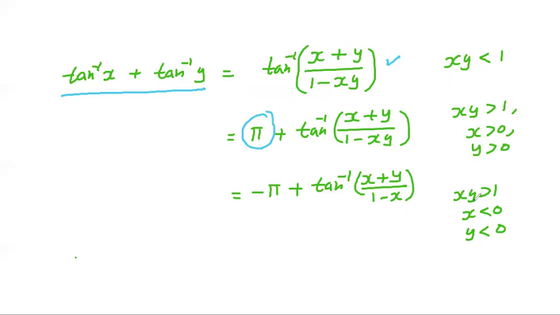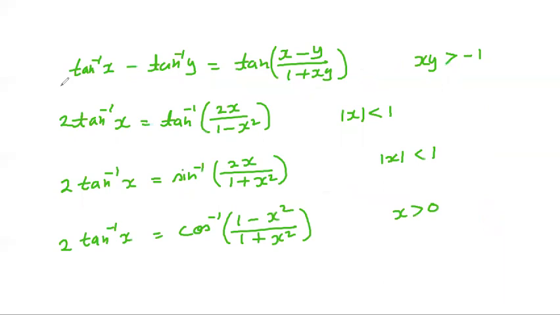Now if xy is again greater than 1, but x and y both are negative, then we add minus pi in the function. You see the same function is there, with 1 minus xy. The formula is minus pi plus tan inverse of x plus y upon 1 minus xy. So in this function, we add the minus pi. So basically it depends on the product of x and y.